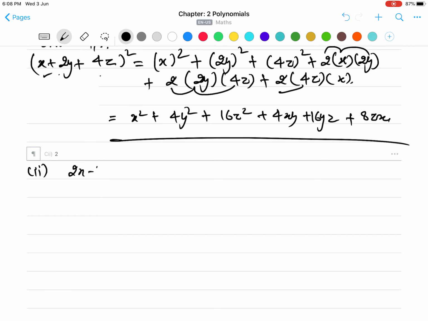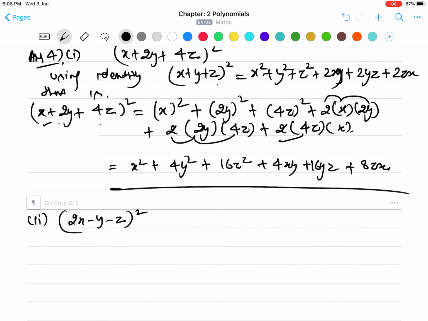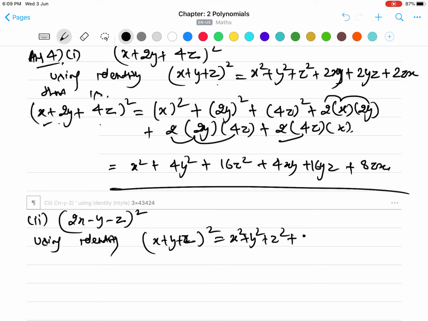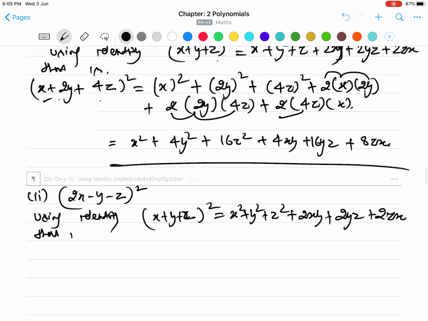We have 2x minus y minus z whole square. Again we can solve this using the identity x plus y plus z whole square, given by x square plus y square plus z square plus 2xy plus 2yz plus 2zx.